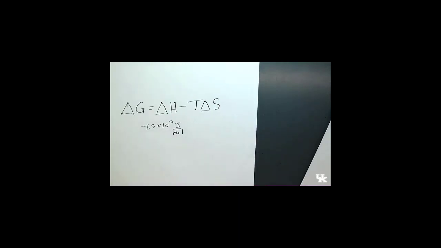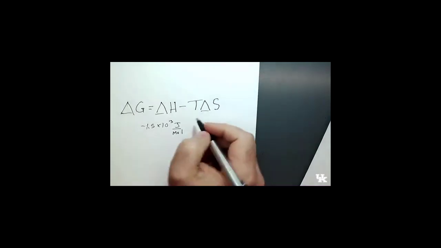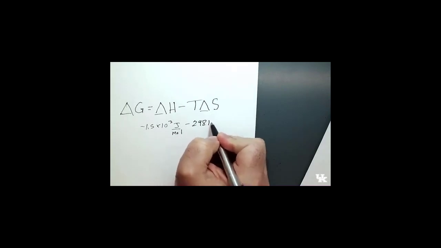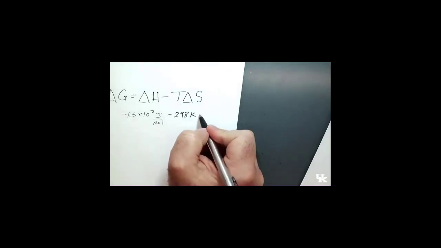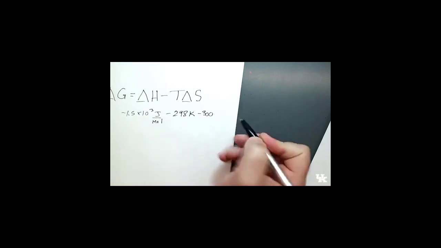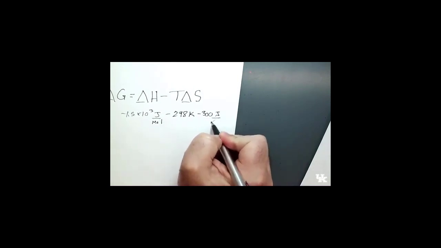Negative 1.5 times 10 to the third joules per mole. So I converted my kilojoules to joules. I think that's the easiest thing to do. Minus, we use 25 degrees Celsius because I don't want this to be the determining factor if you don't get it right or wrong. 298 Kelvin. All right? And then we're going to multiply that by negative 300 joules per mole Kelvin.